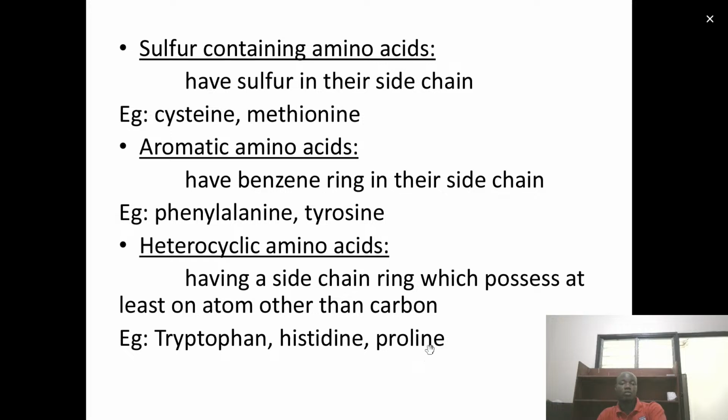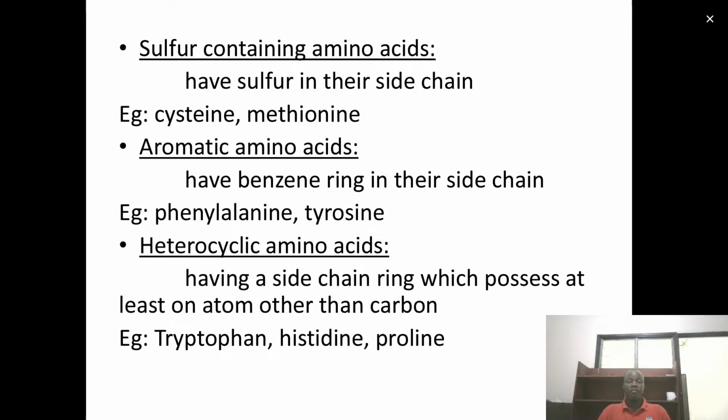And then the next one, we have sulfur-containing amino acids. It means that they are amino acids that have sulfur in their side chain. The R that we are seeing is the side chain. So we have cysteine and methionine. And we also have aromatic amino acids, that have an aromatic group attached to them. So they have a benzyl ring, and these are phenylalanine and tyrosine.